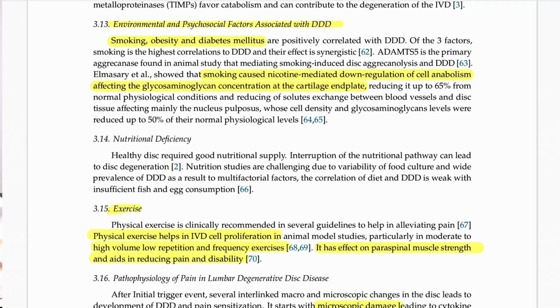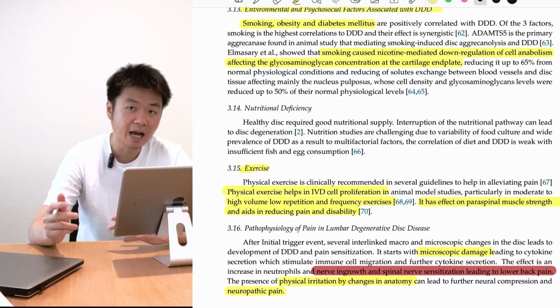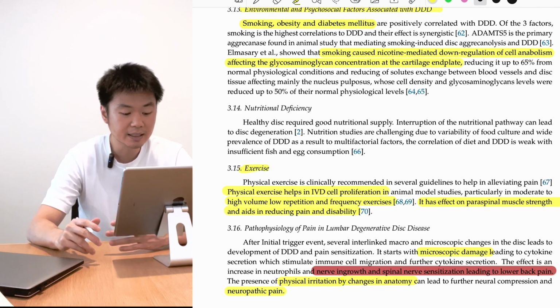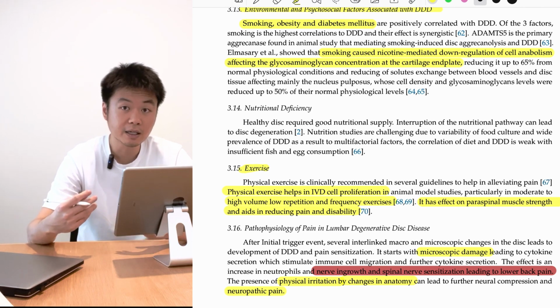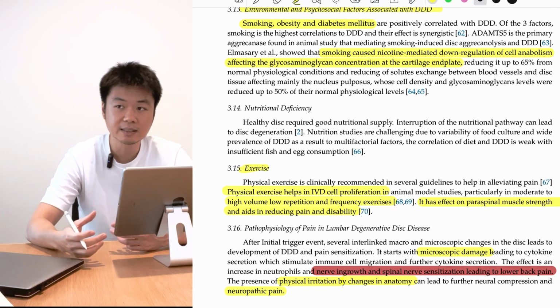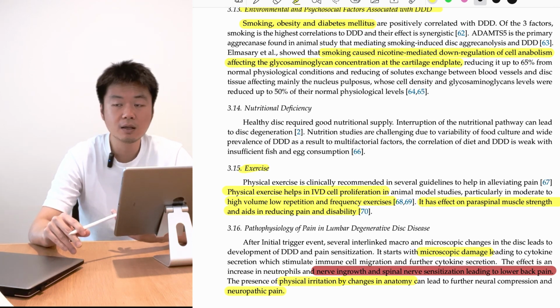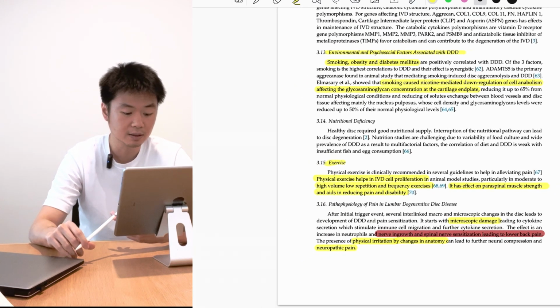And if you look at the exercise part, physical exercise helps IVD, meaning intervertebral disc, cell proliferation. Okay, so if you do a high volume of low repetition and frequency exercise, you can help to increase the size of the disc, helping it to grow. So if you are physically inactive, your disc and your spine are not going to be healthy.